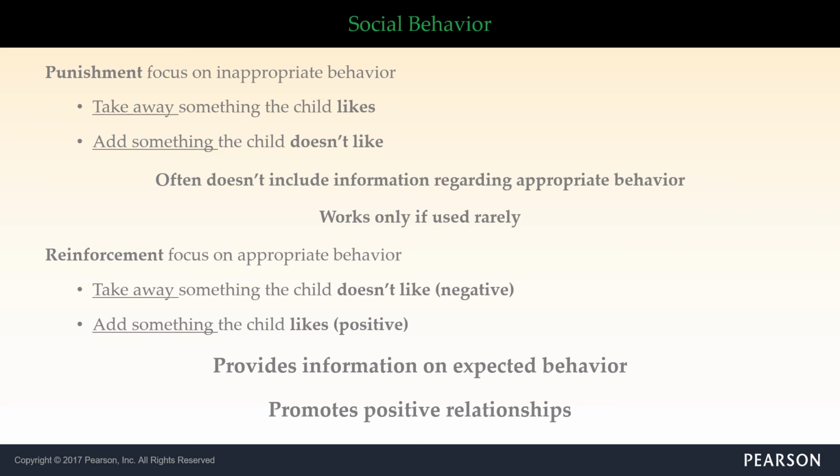Sometimes people that don't understand reinforcement and operant conditioning might say that, but that's incorrect. The second thing we can do is add something the child likes when they behave appropriately, like letting them watch their favorite show twice because we recorded it on the DVR instead of taking away their favorite show. Whereas with punishment, we add something the child doesn't like, giving them extra chores.